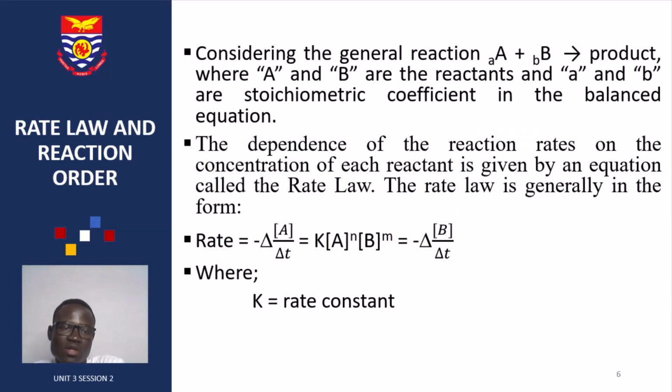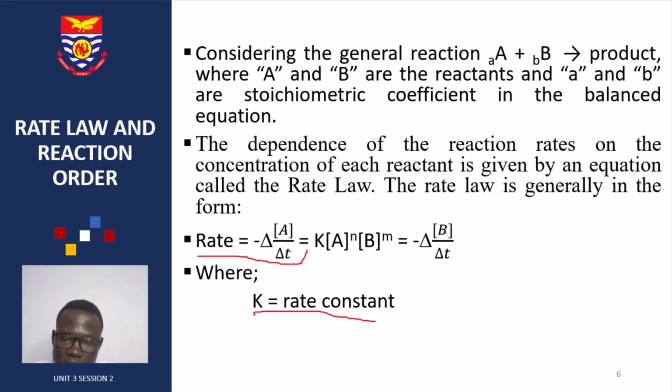Now, the rate law and the reaction order. Considering the general equation, reaction aA plus bB going to give us a product, where A and B are the reactants and the small a and small b are the stoichiometric coefficients in the balanced equation. The dependence of the reaction rate on the concentration of each reactant is given by an equation called the rate law. The rate law is generally in the form: rate is equal to change in concentration of A divided by time, which will give us k times the concentration of A to the power n, then the concentration of B to the power m, where our k is what we call the rate constant.